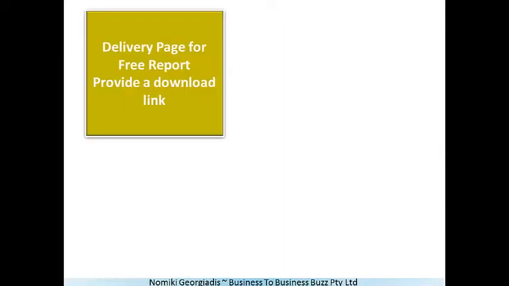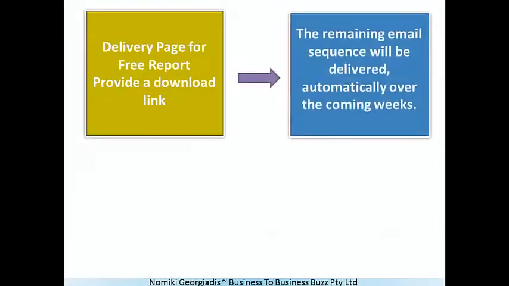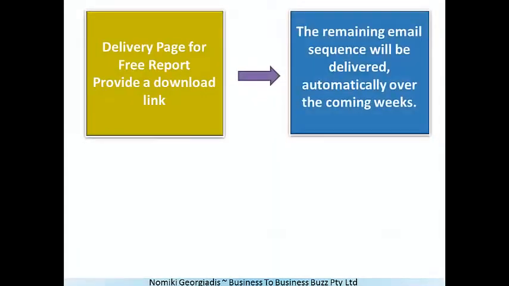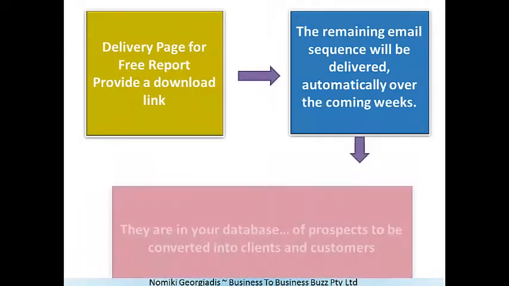Now, the delivery page for your free report is another page on your website. It's usually hidden. There's no search engine optimization or capability on it. And you usually provide a download link for them to download their free report. The remaining email sequence will be delivered automatically over the coming weeks. You've scheduled it, you've pre-written them, and they go off automatically. This is the way you leverage this model into your business. This is how you save time in nurturing your prospects. You're not hand delivering, it's not a manual thing, it's automatic.